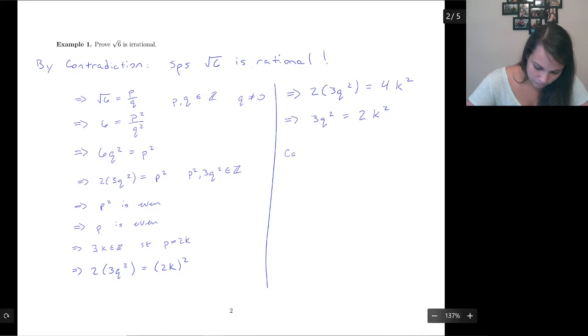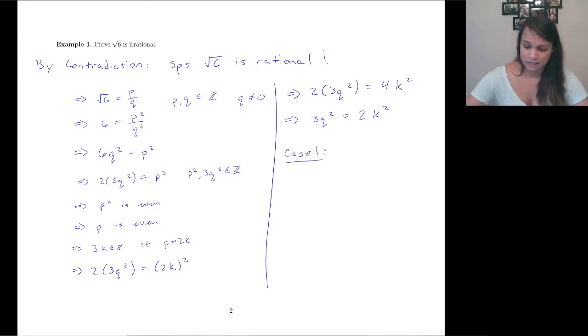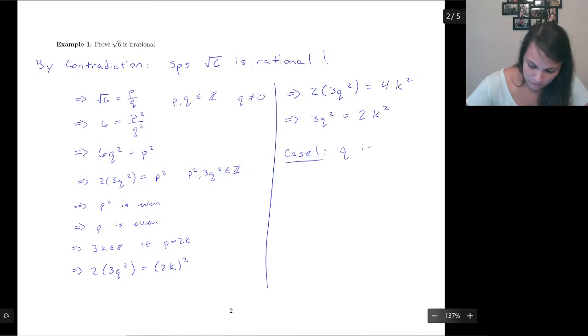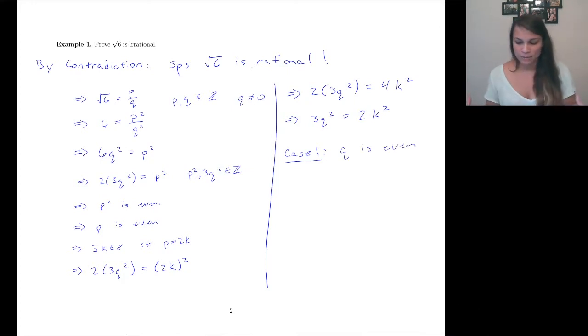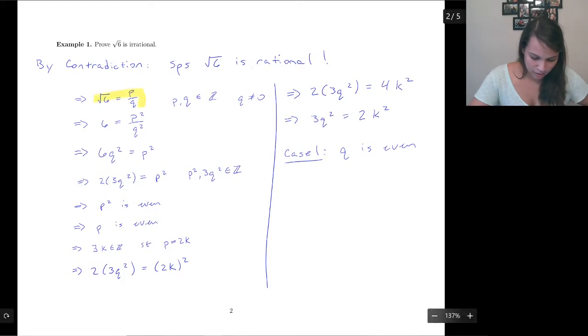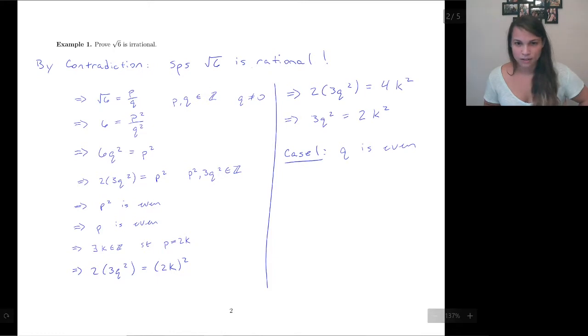Case 1. Let's do q is even because that's the fast one. Q is even. So what happens if q is even? Sure, I can write it as 2 well. I can chase it after that. But what is the goal? What are we trying to do? We've got 6 is equal to p over q is a rational number.